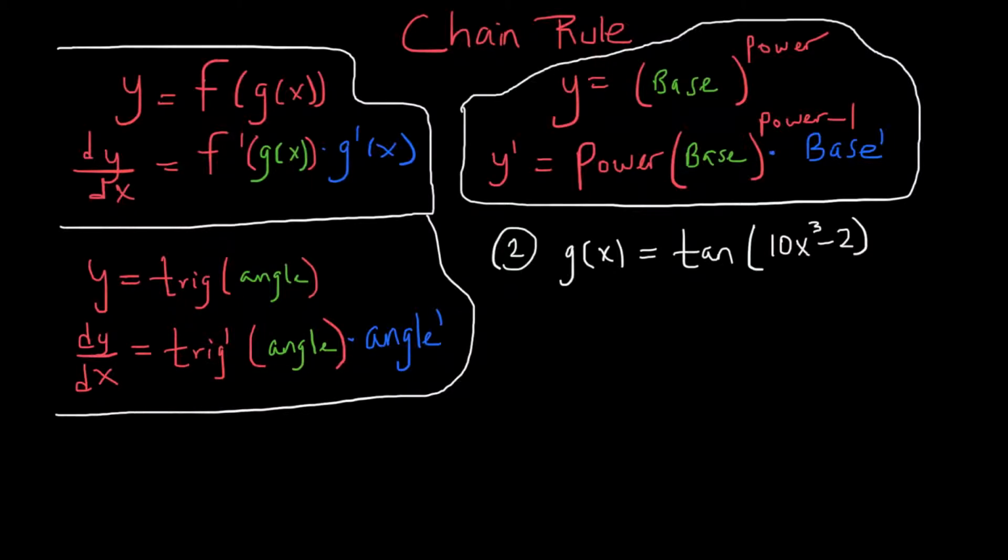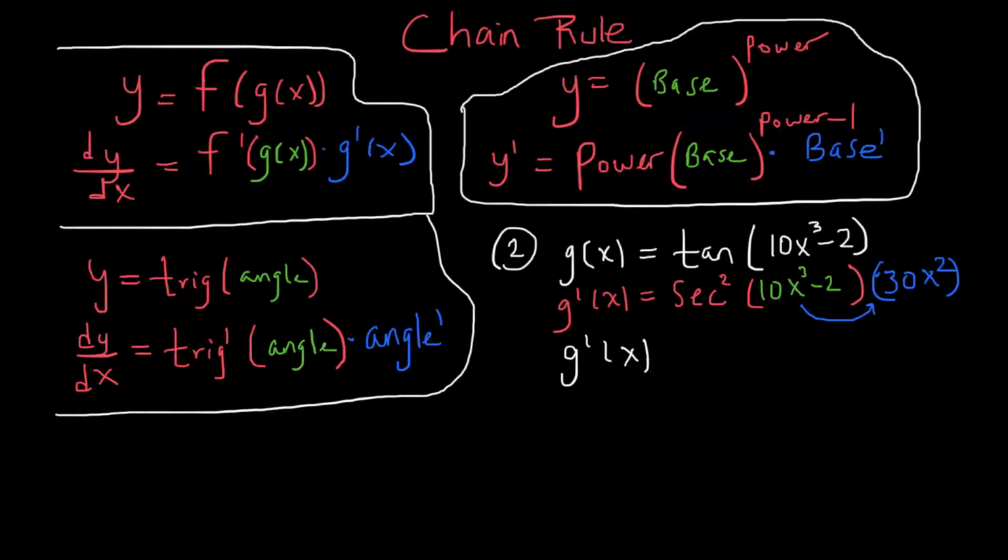And so we have g prime of x equals the derivative of tangent would be secant squared. But then remember, it's secant squared of the same angle. So we still have 10x cubed minus 2. And now we say times the derivative of the angle, which happens to be 30x squared. And I guess I could use parentheses there. And so there you are.